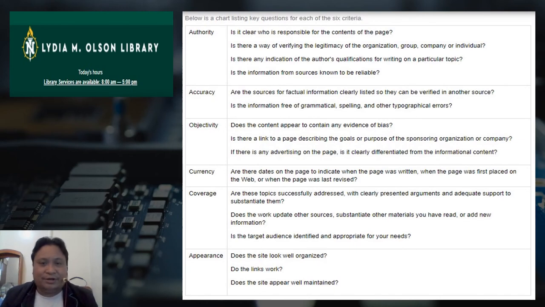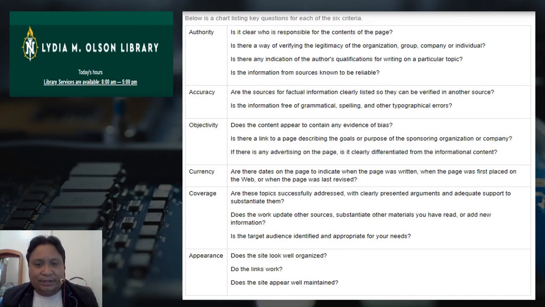The next one is currency. Are there any dates on the page to indicate when the page was written, when the page was first placed on the web, or when the page was last revised? The other one here is coverage. The fifth criterion is coverage. Are these topics successfully addressed with clearly presented arguments and adequate support to substantiate them? Does the work update other sources, substantiate other materials you have read, or add new information? Is the target audience identified and appropriate for your needs?